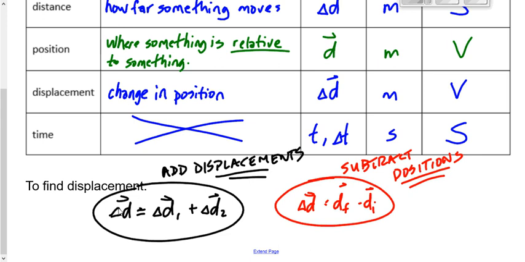Or if you've got displacements, you add them together. By the way, displacements, there could be 3 or 4 of them as well, right? Delta D1 plus delta D2 plus delta D14, if you have 14 different displacements that you have to combine. Okay, we're going to do a couple examples here, and then I'll let you work on a few questions. This seems easy so far, doesn't it?